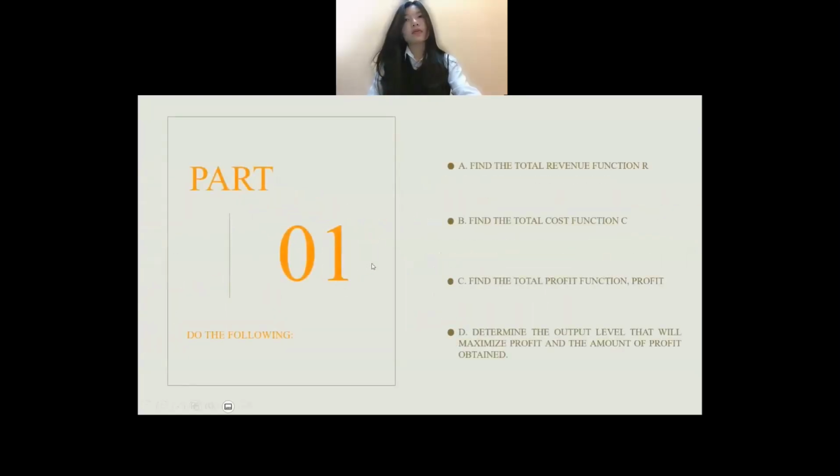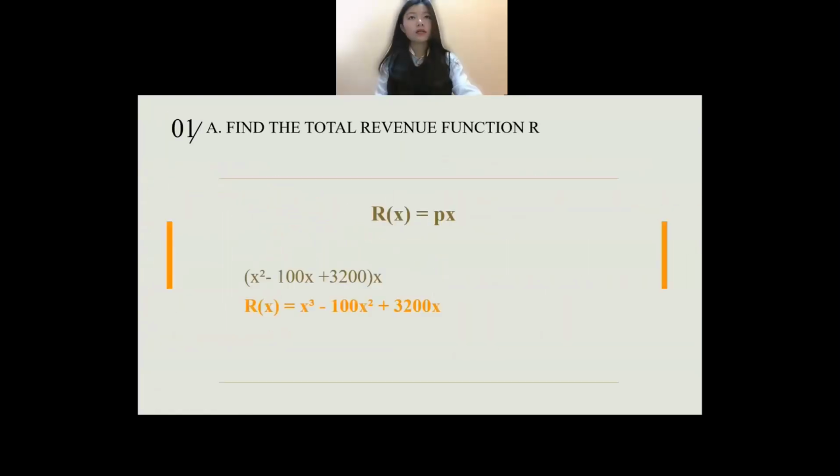For the first part, there will be 4 questions. For question 1a, find the total revenue function R. The revenue function R is calculated by multiplying price with quantity. In this case, we use the P function multiplied by x. Therefore, P function x squared minus 100x plus 3200 times x gives us the revenue function of x cubed minus 100x squared plus 3200x.